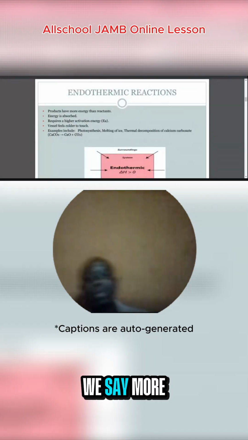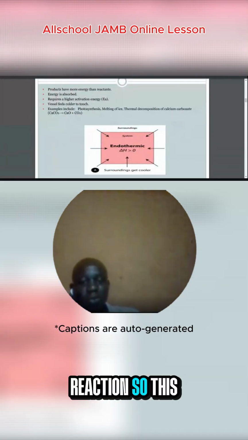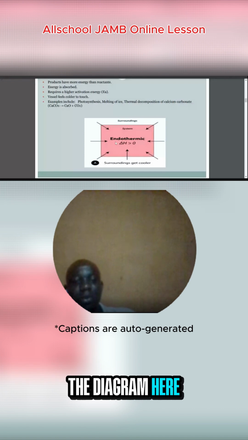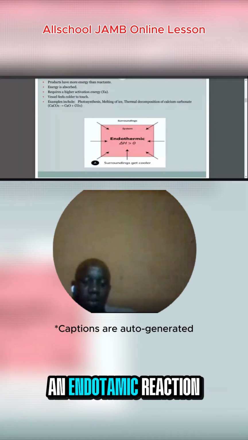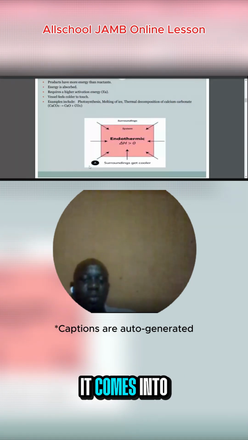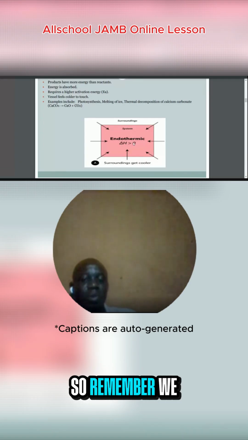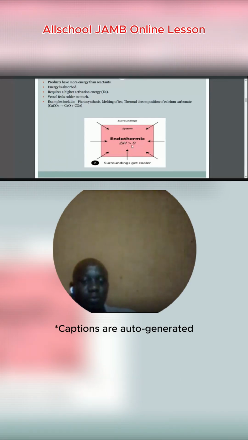So now let's see more about them. What can we say more about endothermic reactions? You can see the diagram here. This is what happens in an endothermic reaction. Heat comes into the system. The arrow represents heat or energy entering into the system. Remember we said the enthalpy change is positive, which means the enthalpy change is greater than 0.